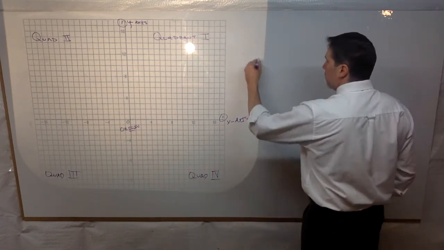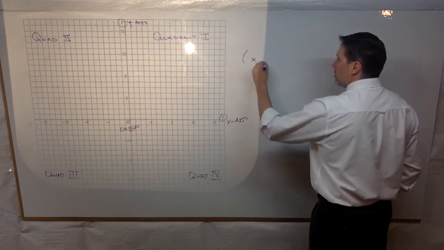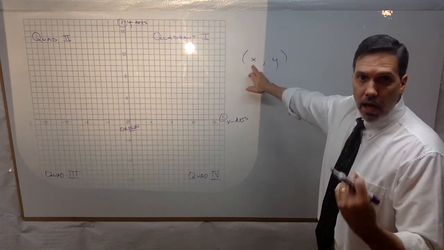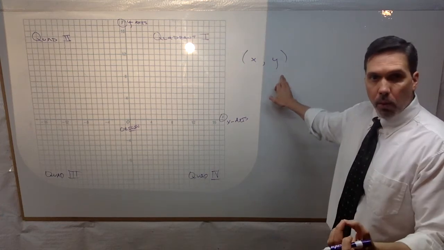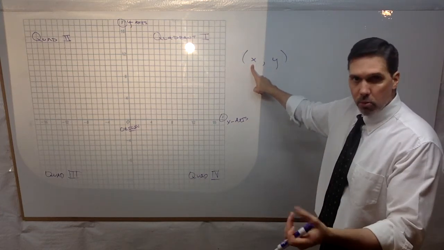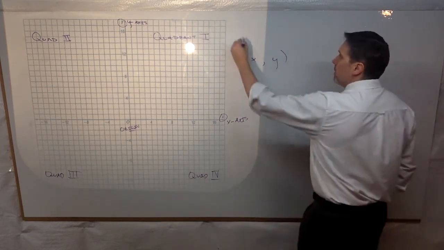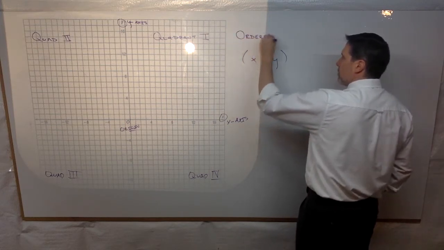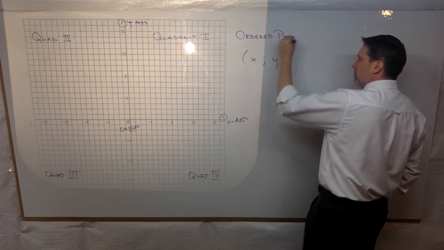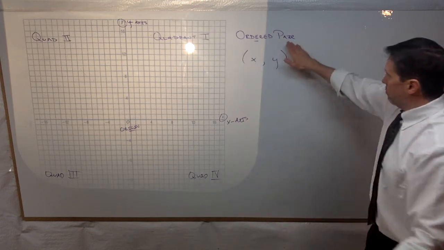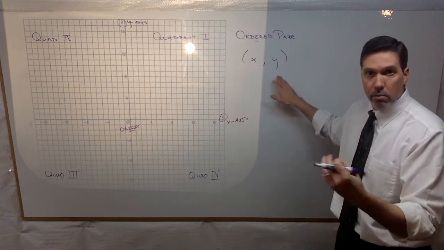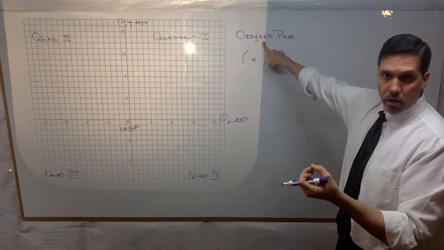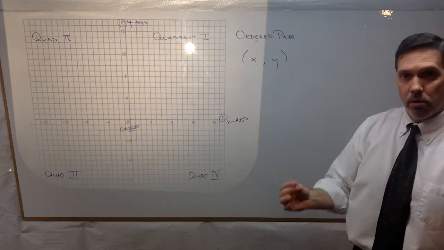The ordered pair we use, for lack of anything sophisticated, we'll just say an x and a y coordinate. The first number is the x coordinate, the second number is the y coordinate. This is known as an ordered pair. Obviously, the word pair means two, and there are two numbers that describe any point you could locate here. But this word is also important, ordered, meaning the order matters.